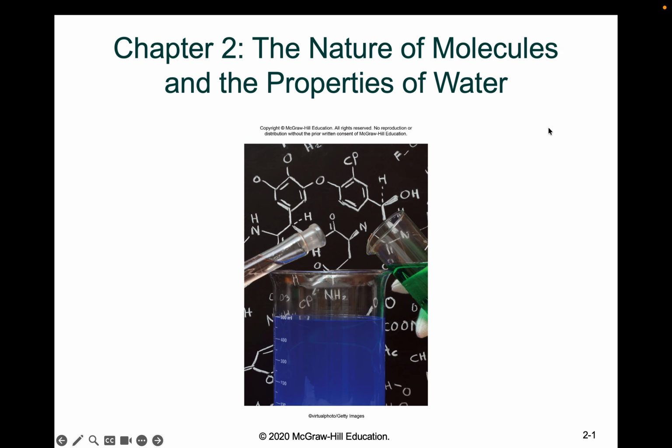Hello, everyone, and welcome to Chapter 2, the nature of molecules and the properties of water. In this chapter, we're going to discuss the simplest kind of building block that actually creates life, which is molecules, and what these molecules are made from. So, even going to smaller building blocks, which are elements and atoms.